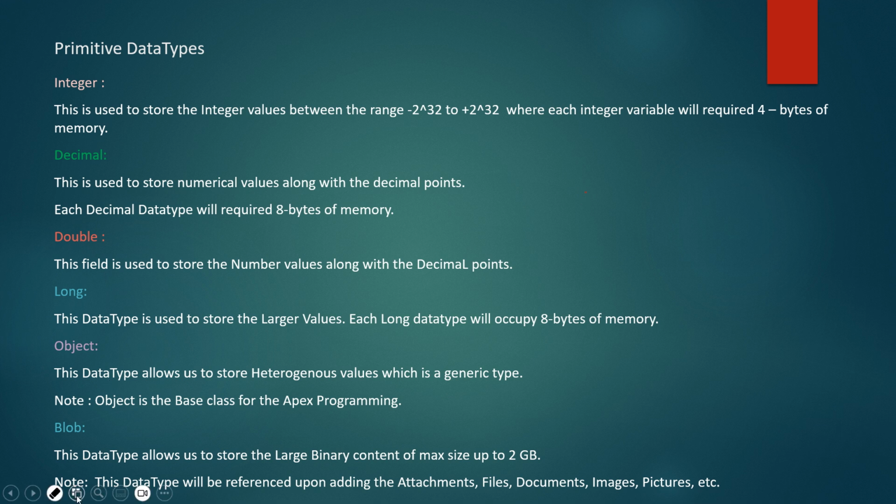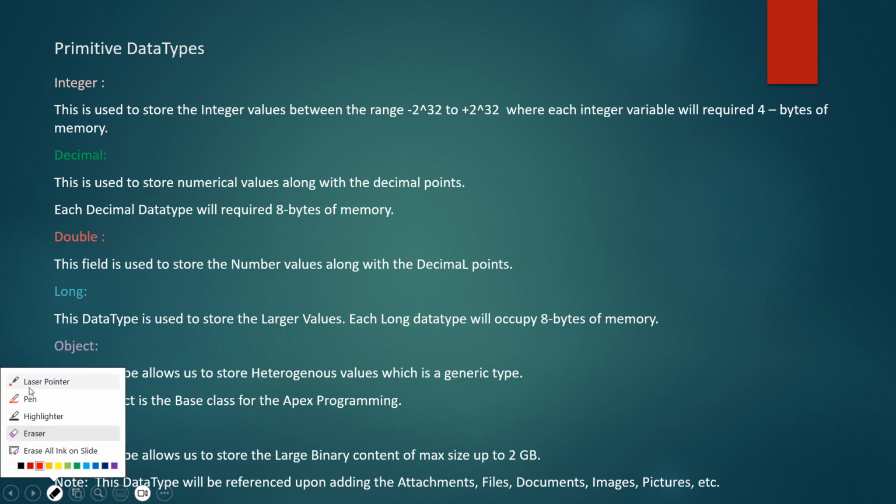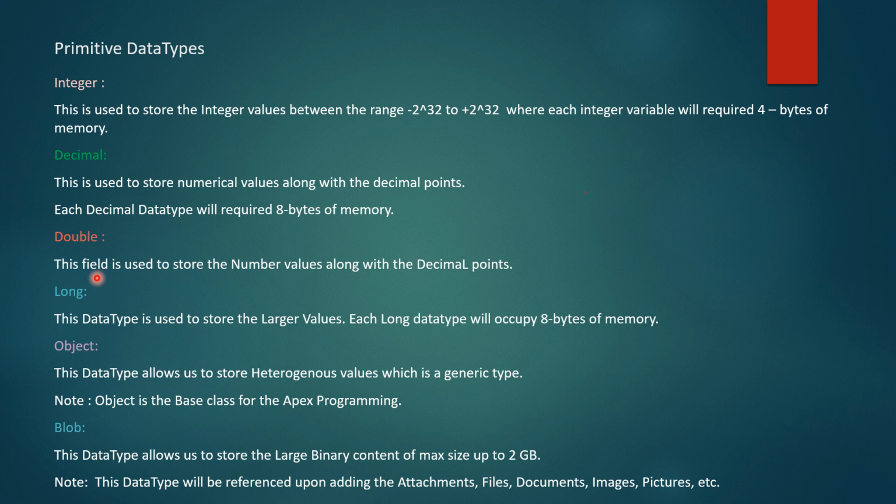Okay. Double. What do we mean by double? This field is used to store the number values along with the decimal points. Double is also used to store the number values along with the decimal points.